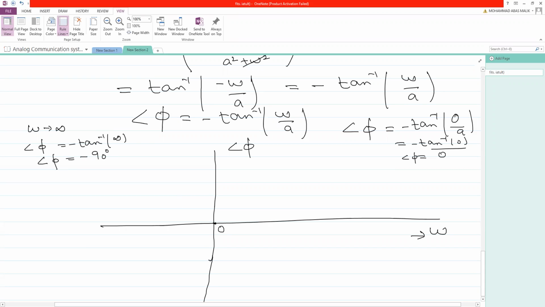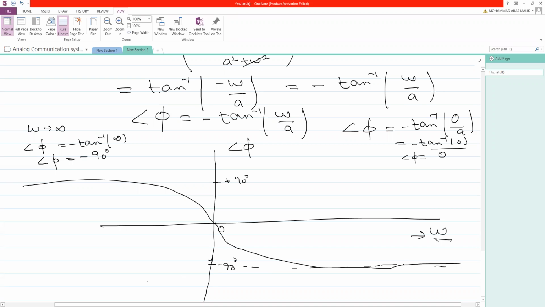So you can say this is 0. Suppose this is minus 90, and this is plus 90 degrees. So this will be like this. As omega tends towards infinity, this will tend towards minus 90. Similarly, when omega is equal to minus infinity, this will tend towards plus 90, like this. Are you getting me? Yes, sir. Okay, so this is nothing but your phase spectrum.